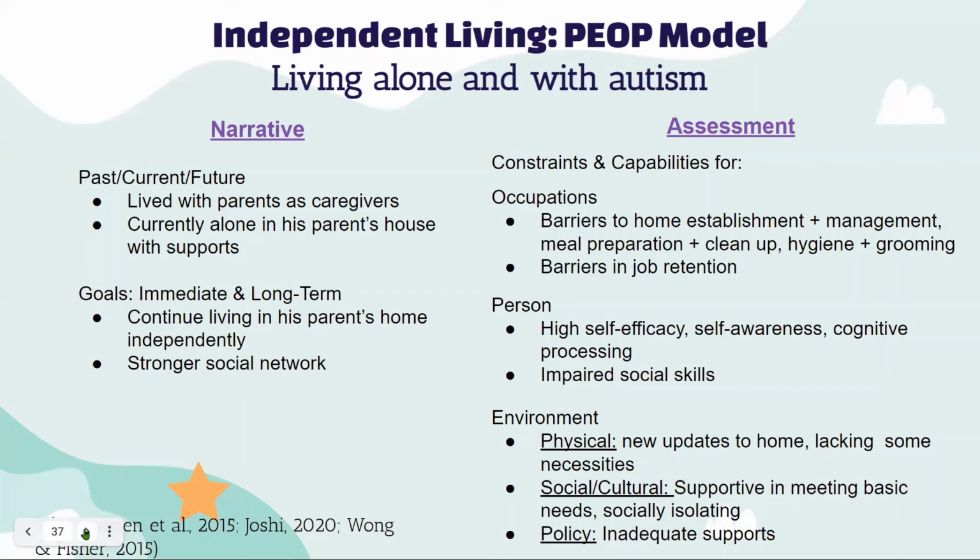He also displayed person factors of high self-efficacy, high self-awareness, and high cognitive processing, all of which have enabled his transition. He expressed impaired social skills, making it difficult to read and trust others, creating a barrier to building social networks. Next, moving into his environment, enablers within his physical environment included his home that he recently had updated. However, he appeared to be lacking necessities such as a mattress and common kitchenware.